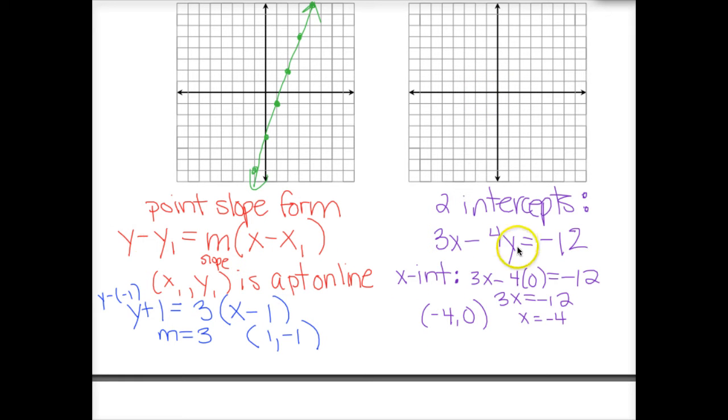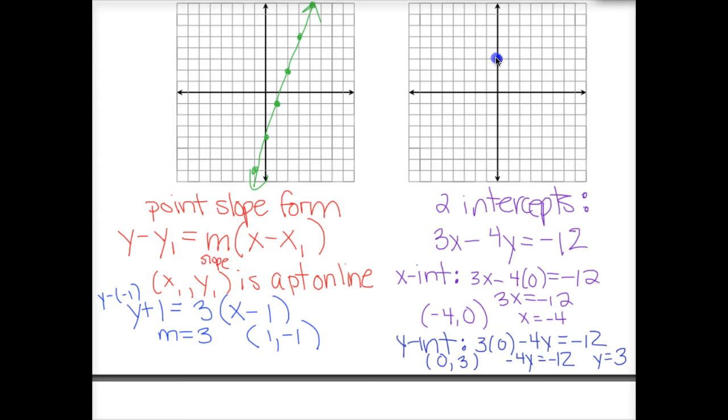To find the y-intercept, other than to put it in y equals mx plus b form, you plug in 0 for x. So 3 times 0 minus 4y equals negative 12. So this drops out. I've got negative 4y equals negative 12. Divide by negative 4. My y-intercept is at the value 3. It's a y-intercept, so that means y is 3, not x. So that's the point 0, 3. Again, really important that you realize that those are ordered pairs.